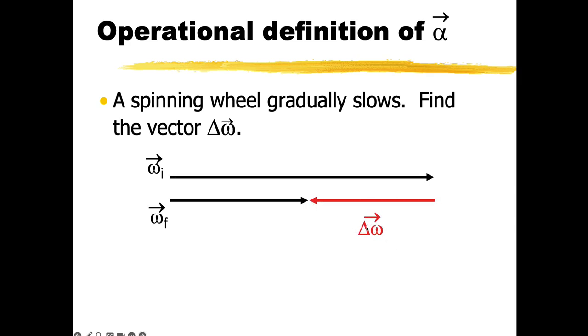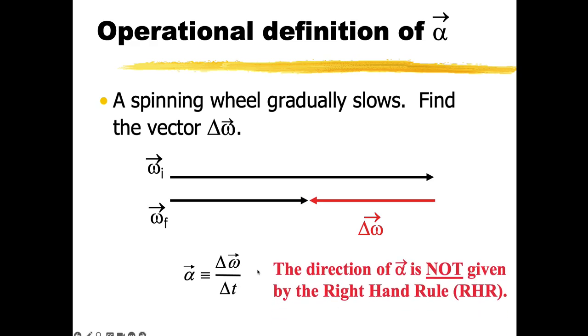And that is going to be the same direction as alpha, right? Because alpha is going to be built off of delta omega, okay? So alpha is built off of delta omega. And the value of alpha is just how long it took for that change to occur. So just like acceleration is the change in velocity over the change in time, alpha, or angular acceleration, is the change in the angular velocity over the change in time, okay?